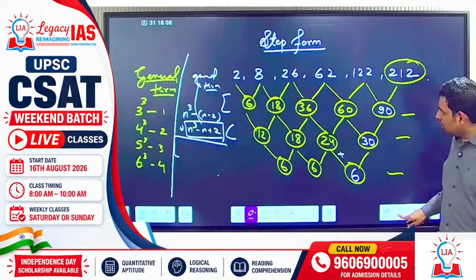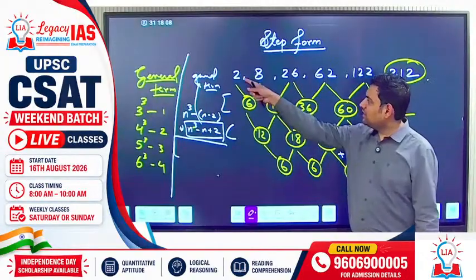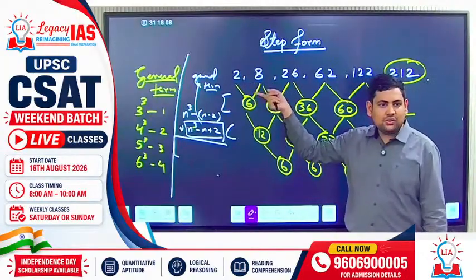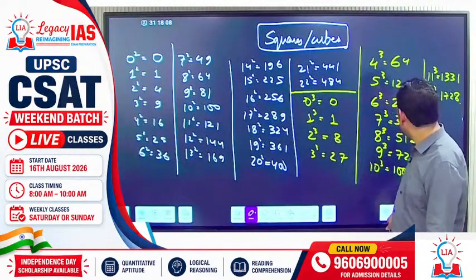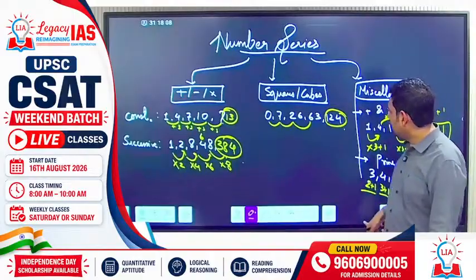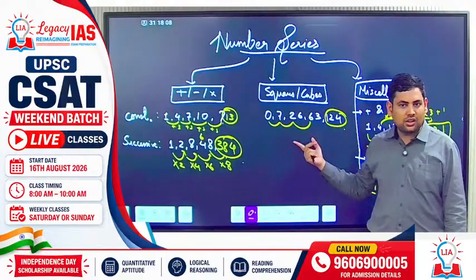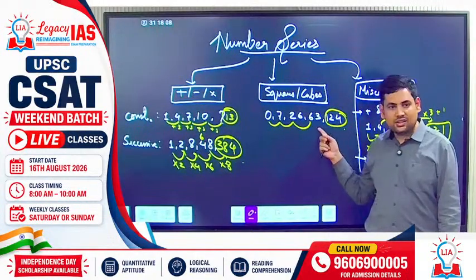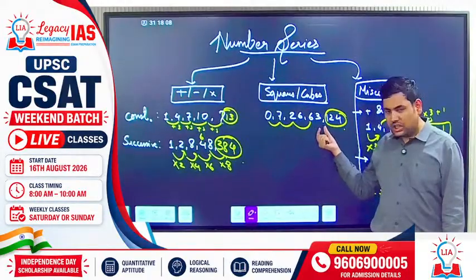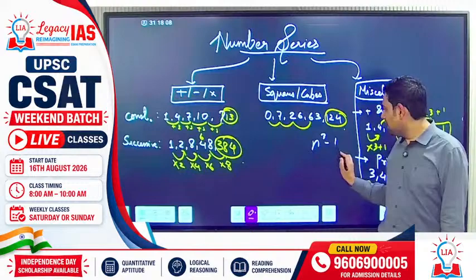Why I'm saying this? Because if you look at this series, if you want to get through addition or multiplication, it would not make much sense. Similarly, you see this series also, it does not make much sense by multiplication or addition. It makes sense only when you understand that this is whatever is cube minus 1. So this is the n cube minus 1 pattern.